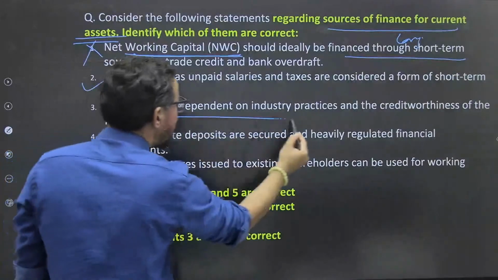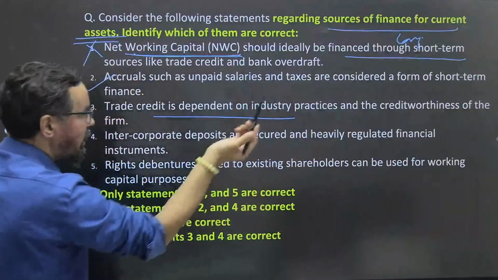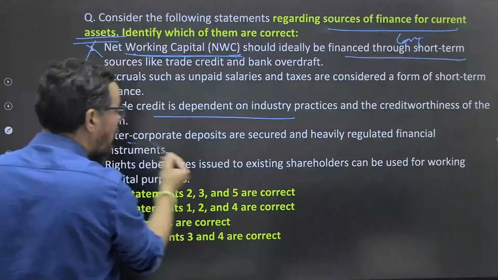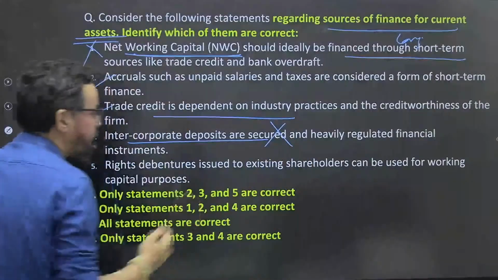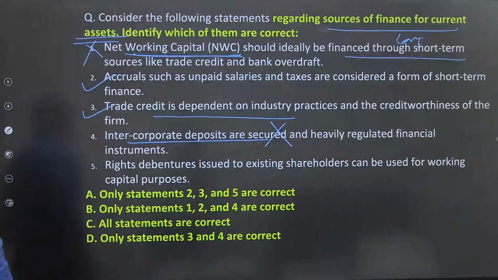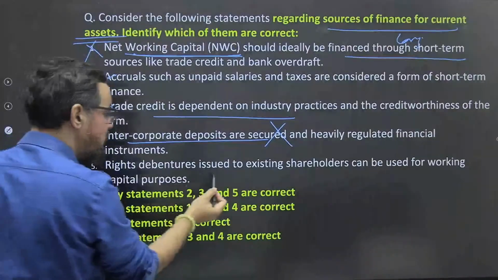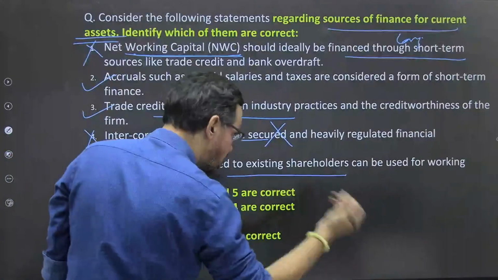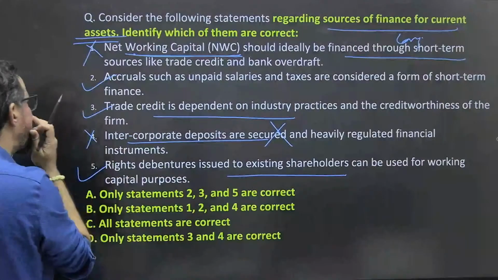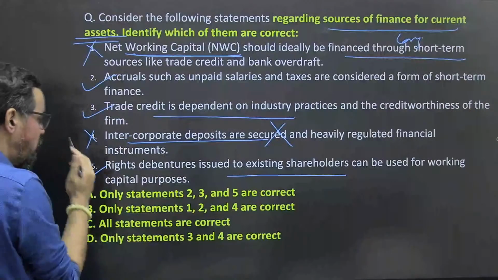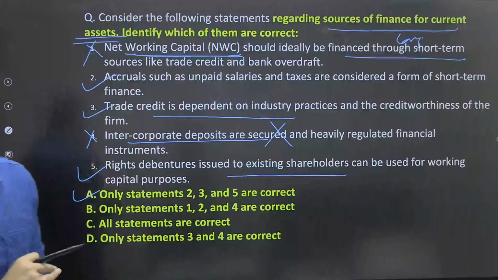Trade credit is dependent on the industry practices and credit worthiness. This is correct. Intercorporate deposits are unsecured. Mostly these are unsecured instruments. So this is wrong. And right, debenture issued to existing shareholders can be used for working capital purposes. Yes. So 235 means option A should be the right answer for this one.